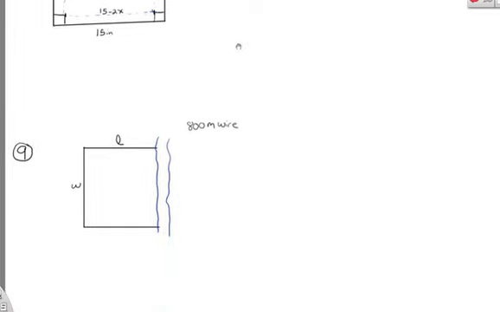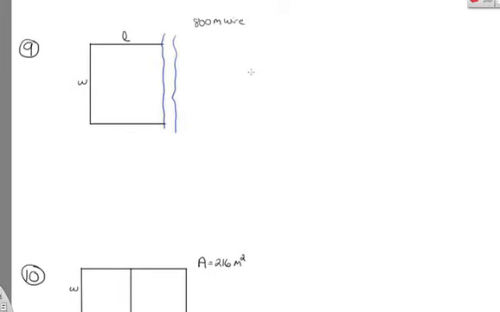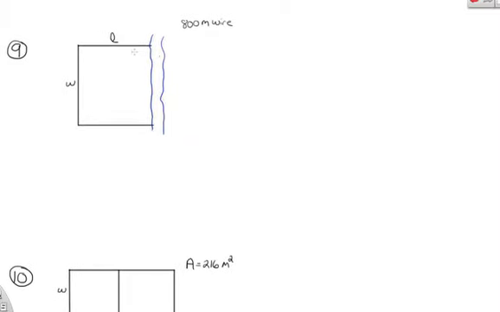I think I got one more, and then I better move to a new video. Alright, number 9 says we've got a pasture land that has a river on one side, and we have 800 meters of wire to fence in the other 3 sides of the pasture. So I want to know what dimensions I should use so that I enclose the largest area.